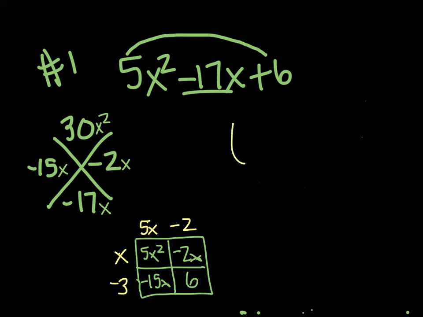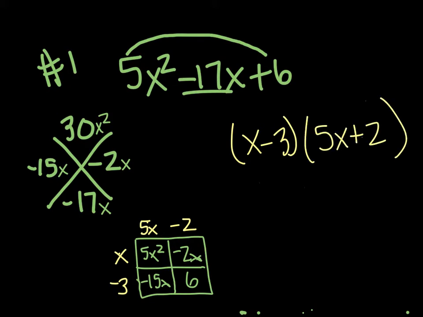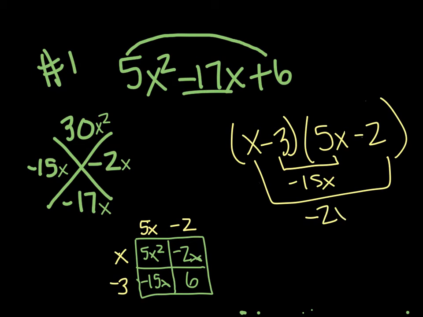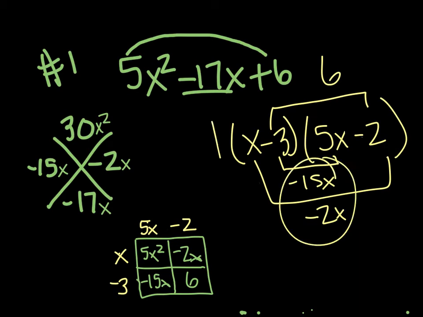So we have x minus 3 and 5x plus 2. So now when we go to check this, 5x and negative 3 is negative 15x. X and 2 is, and it's not a plus 2, it is a minus 2, negative 2x. And what is then negative 3 times negative 2? So we have our 6, we have our negative 17. So our factored form here is x minus 3 and 5x minus 2.